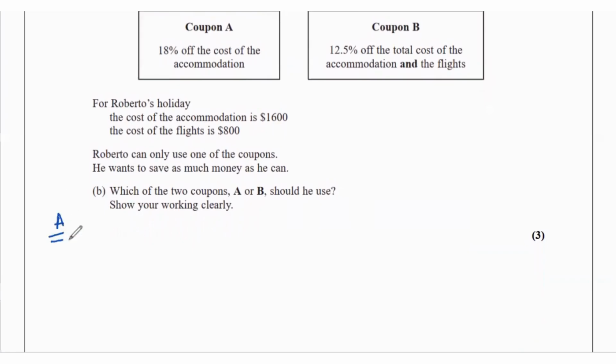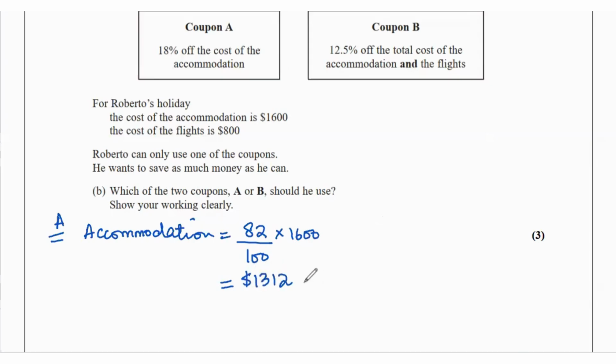So for this, if you look at coupon A, it's giving 18% off on accommodation. So that means he's paying 82%. So accommodation is going to be 82% of 1,600. That's what he's going to pay, which is 1,312.